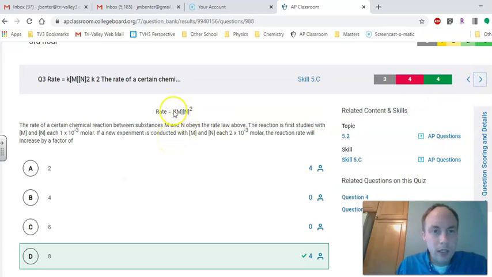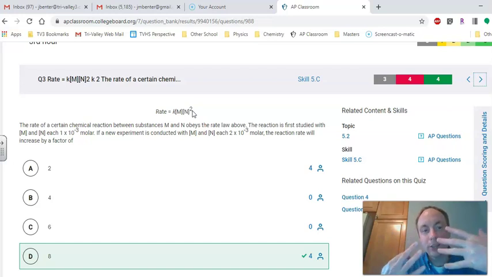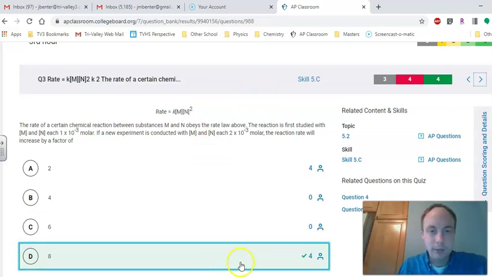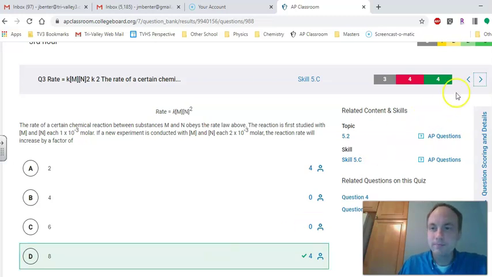Question number 3. Given a generic rate law, a new experiment is conducted with 2 times 10 negative 3 molar, which is twice as much as it was originally. What will happen to the reaction rate? Okay. Let's see. Well, if we double the concentration of M, that would double the rate. We double the concentration of N, because it's second order and you square it, you would quadruple the rate. So we doubled and quadrupled the rate, which means it's going to octuple, which is number 8 right there. Okay, so number 8. Letter D.